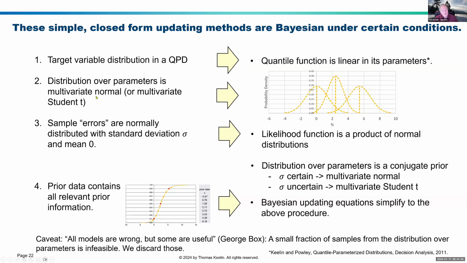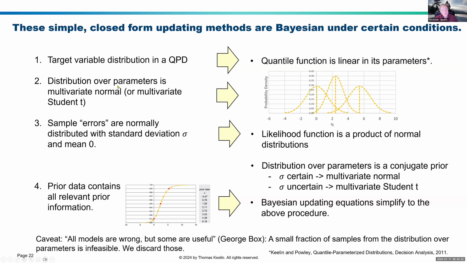And what are those conditions? The first is the target variable distribution. In this case, the distribution over weight loss is a quantile parameterized distribution, which implies that the quantile function is linear in its parameters according to this paper down here in the lower right, published in 2011. Well, if you have a quantile function that's linear in its parameters, then we can make a few further assumptions and get all these simple closed forms.